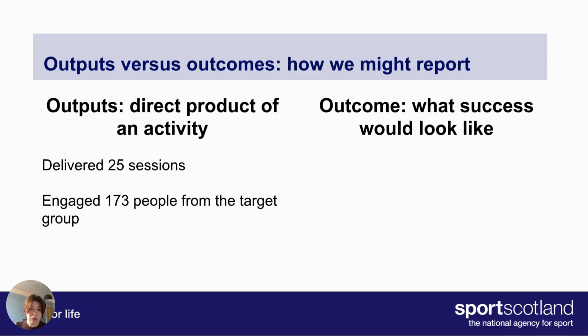So if you went back to that older people example, this would show that we had done what we said we would do, we delivered our sessions and so on, but it doesn't tell us if their social isolation has changed at all in the older people example. So if we were reporting back around outcomes, it would look something more like this.